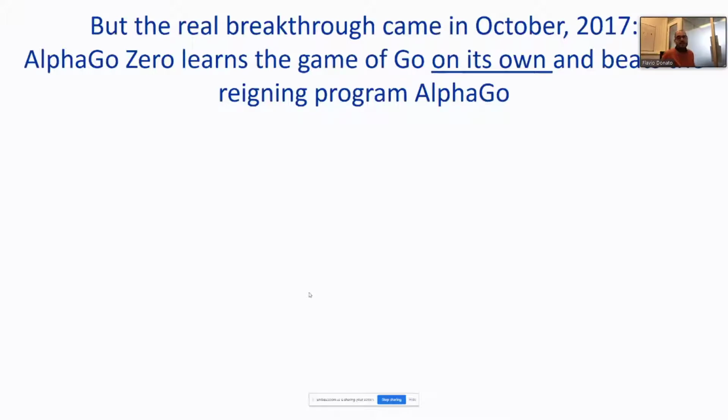What I really think is the breakthrough, the one that made me think, okay, this is really serious, this is really a new era that we are entering, actually happened the year after. The year after, there was an improvement of AlphaGo called AlphaGo Zero, which learns the game of Go on its own and becomes better than AlphaGo itself, which at that time, because it beat Lee Sedol, was the reigning algorithm. You have to imagine that the previous one, AlphaGo, had been programmed to play Go and was playing Go very well.